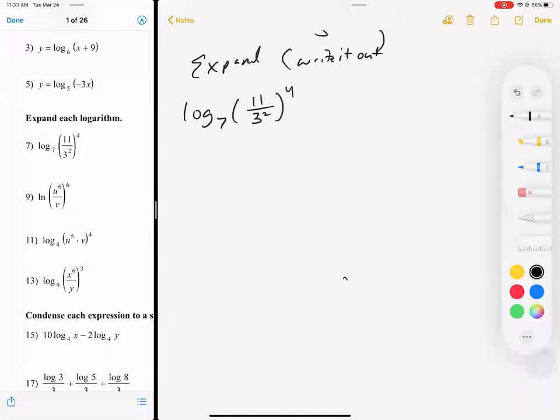Now, a couple of rules that we know already. For example, logs, what do they do to exponents? It moves it to the front. What do logs do to dividing on the inside? Means we're subtracting on the outside. So we're going to do this in an order from outside in, because I can't deal with the division till I deal with the exponent 4. So let's move the exponent 4 in the front. 4 log base 7, parentheses 11 over 3 squared.